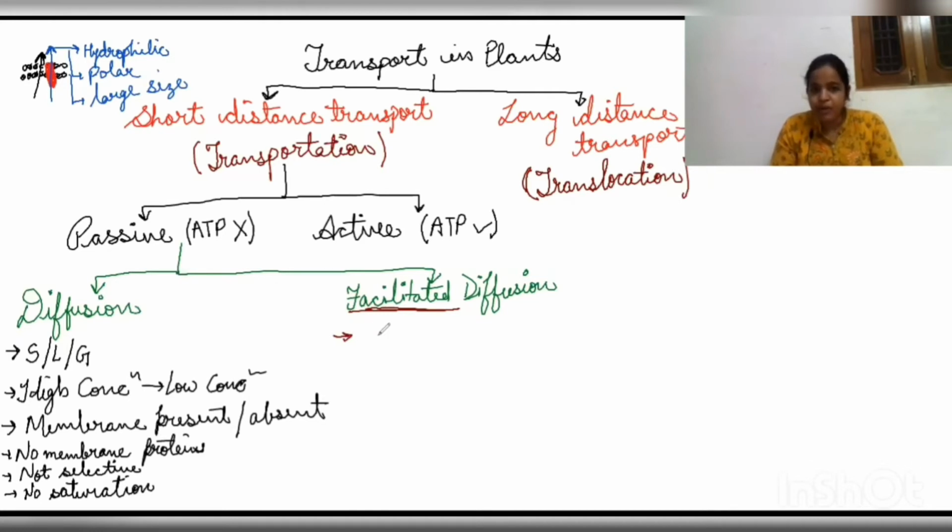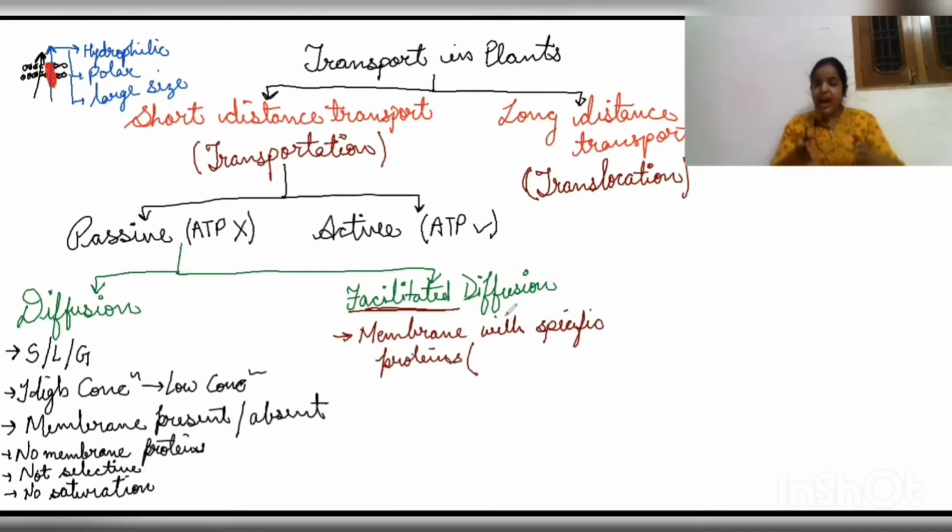It will include membrane with specific proteins. What are these proteins known as? These proteins are known as channel proteins or tunnel proteins, which will act as a form of gate. When you enter some place, you will see some doors, or we can say channel gates. So those channel gates are the only passage through which you can cross, right? In the same way, these hydrophilic, polar or large size molecules can transport across these proteins only. They cannot cross the lipid bilayer without these proteins.